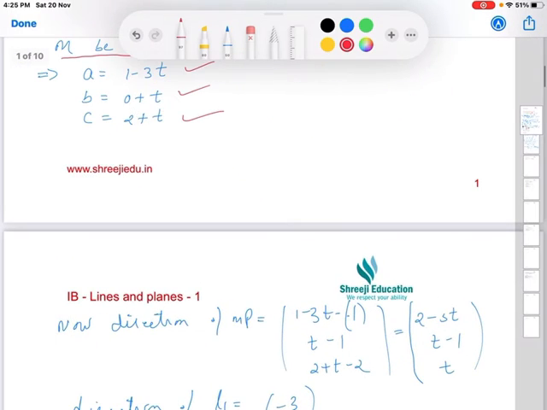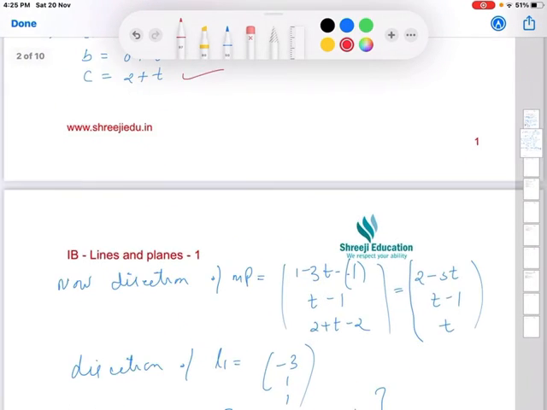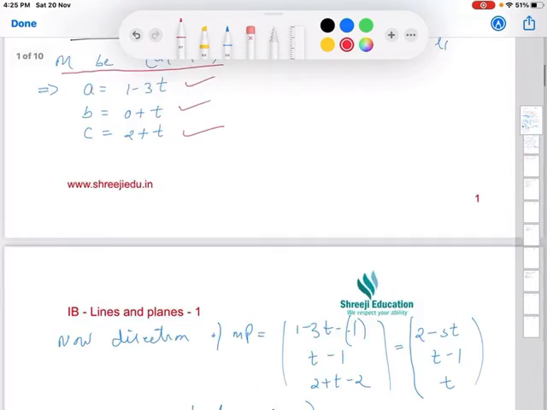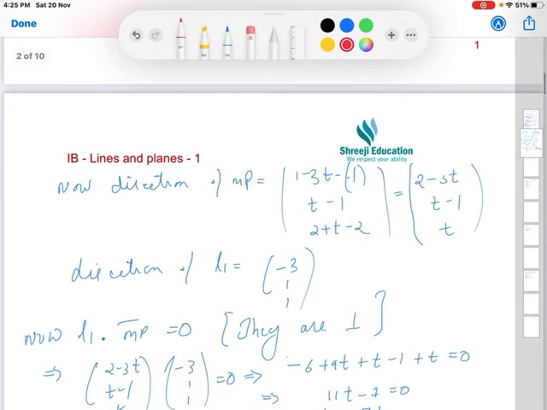Direction of MP will be equal to x2 minus x1, y2 minus y1, z2 minus z1. So 1 - 3t is the x coordinate of point M, and the corresponding x coordinate for point P is -1. So 1 - 3t minus (-1) will give you 2 - 3t. Similarly, t - 1 and 2 + t - 1 will give you t. So these are the direction. This is the direction MP.